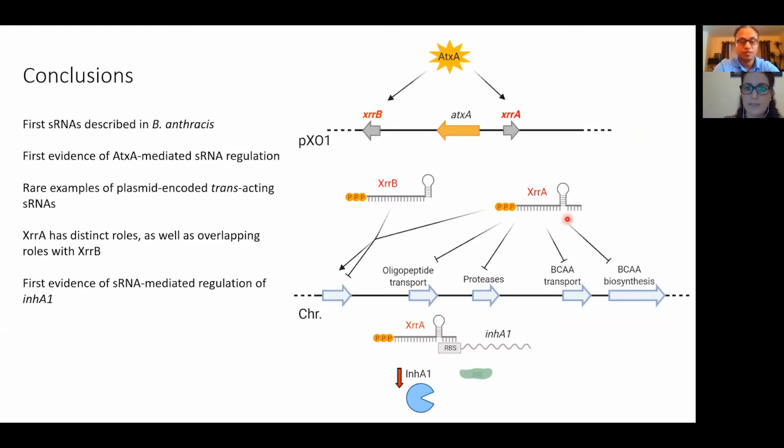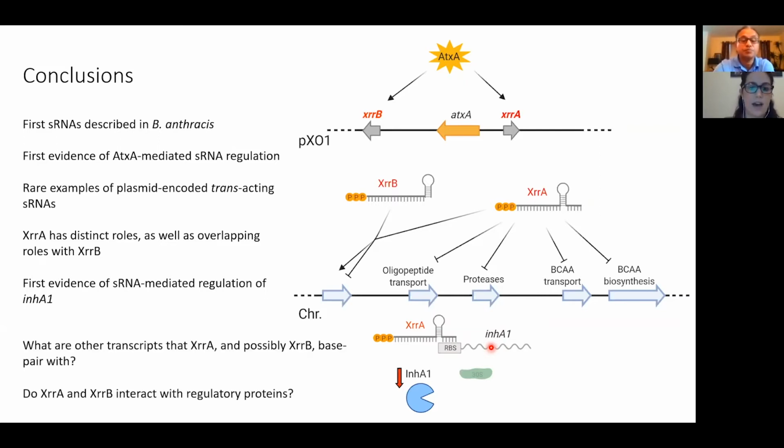SIR-A appears to have distinct roles regulating many transcripts, while SIR-A and SIR-B together appear to have some overlapping roles. And I've also shown you that SIR-A appears to directly base pair with NHA1 to regulate the protein levels. And this is the first evidence that we've seen of sRNA-mediated control of NHA1. And so we still have many, of course, remaining questions. And some of those questions that I plan to address in the future are looking at what other transcripts SIR-A and possibly SIR-B base pair with, and could these sRNAs also interact with regulatory proteins.